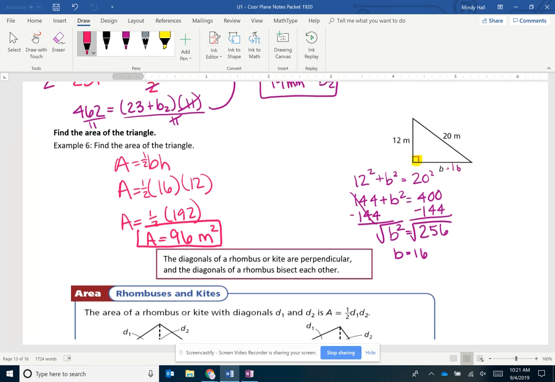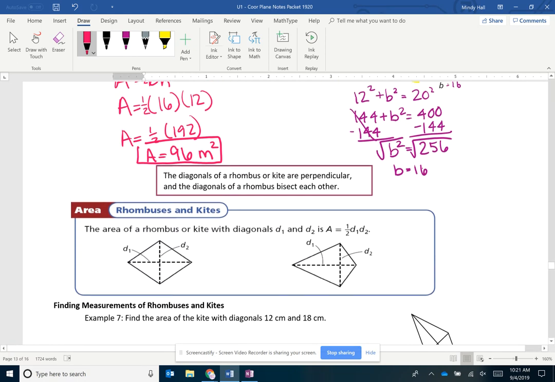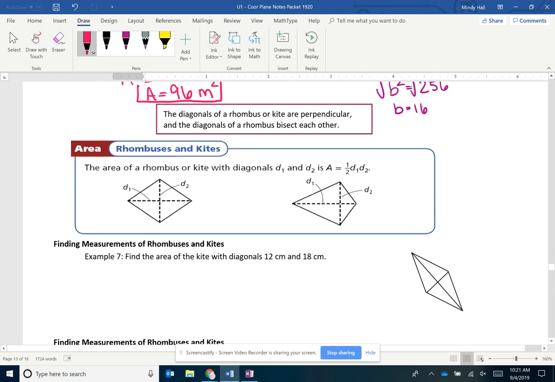So now we move on to diagonals of rhombuses and kites. So rhombuses and kites, the diagonals are perpendicular, and the diagonals of a rhombus bisect each other. So we know that the area of a rhombus or a kite is 1/2 of your diagonals multiplied together, or you can also write it as diagonal 1 times diagonal 2 divided by 2, whichever one you like.